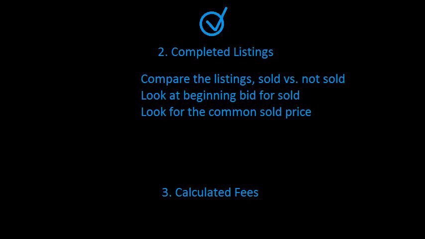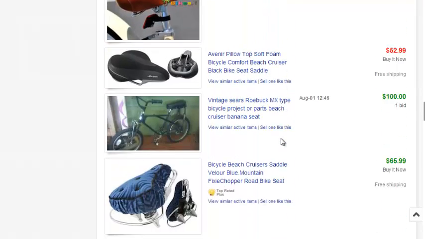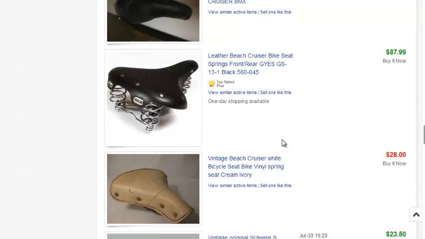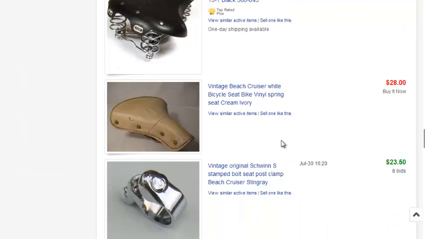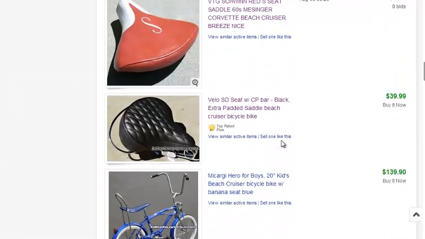Now we're not going to do an average. If you average these prices in together, you're going to get a very untrue number, because you're going to end up averaging in products that didn't sell and products that were priced very low. So we want to do the common sold price. So we're going to look through these products that were sold and find a common price for just the specific product we're trying to sell. Make sure to only include products that did sell and products that are most similar to the product you're trying to sell.